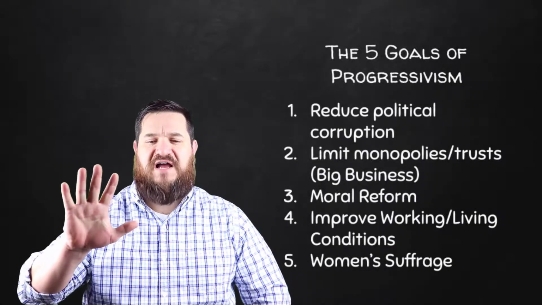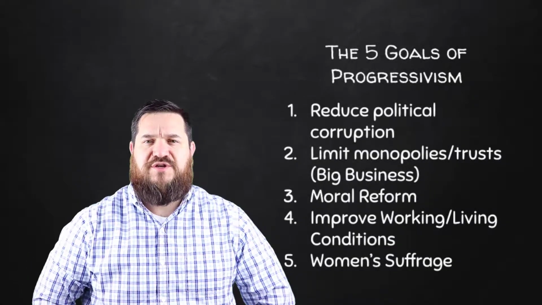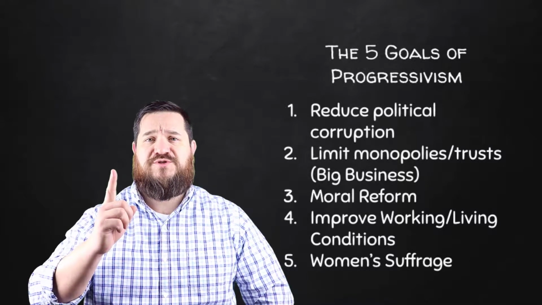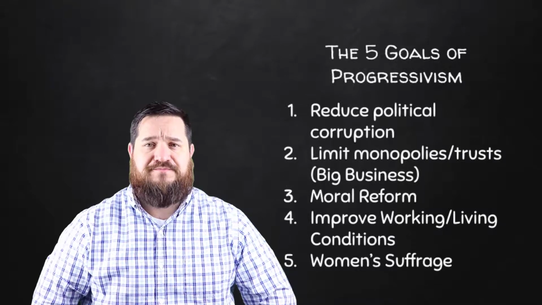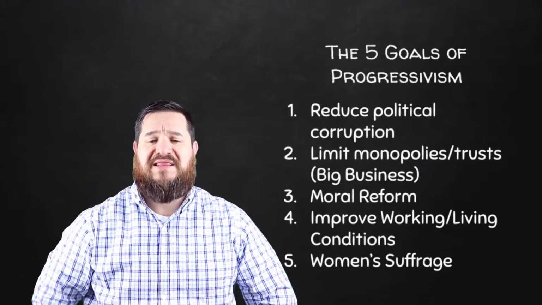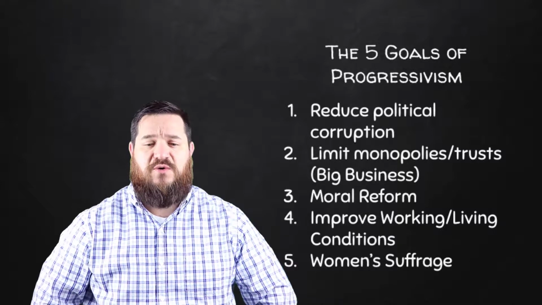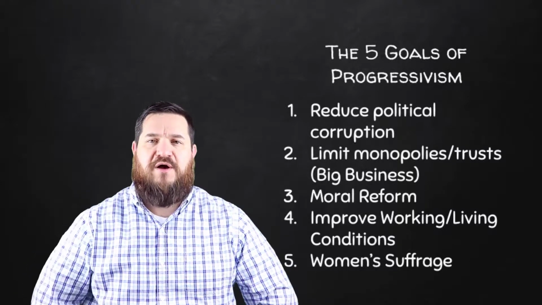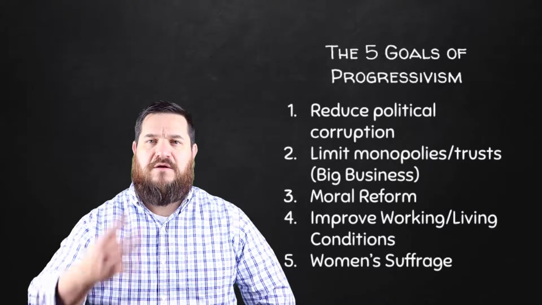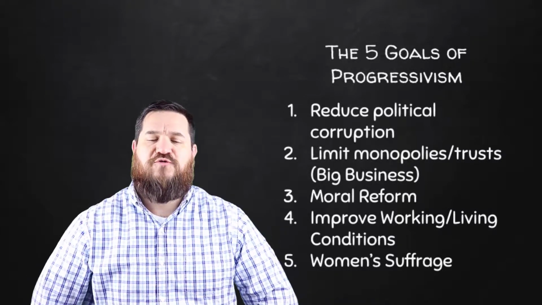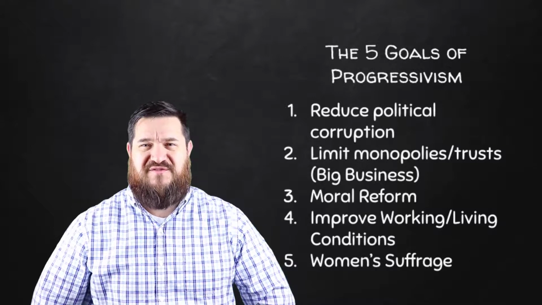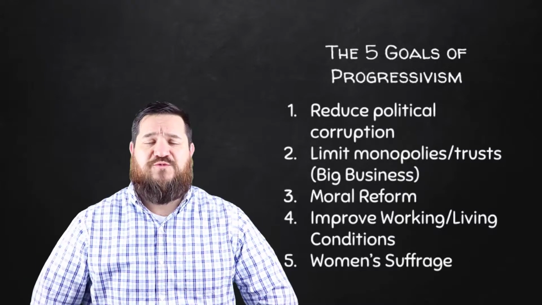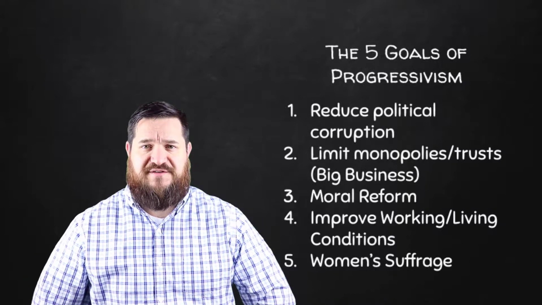Progressivism had 5 goals, and as we go through this unit, you're going to see these different goals pop up. Goal number 1 was to reduce political corruption. Goal number 2 was to try to limit monopolies and trusts, or you could simply say limit big business. Goal number 3 was all about moral reform. Goal number 4 was to improve working and living conditions, mostly for the lower income classes. And lastly, goal number 5 was women's suffrage, or the woman's right to vote.